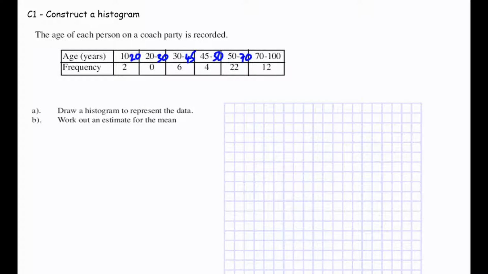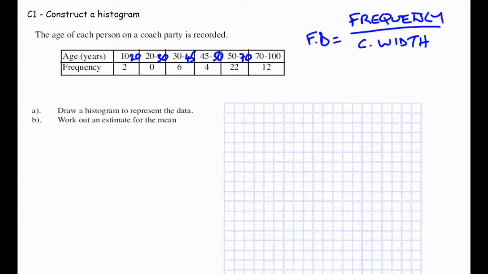We're asked to draw a histogram. In histograms, the vertical axis is the frequency density, and that's the first thing that we're going to need to calculate. Frequency density is going to equal the frequency divided by the class width. All right, the class width is the difference between the smallest and the biggest value within the class. So for this first interval, the class width is 10. 20 minus 10 gives me a class width of 10.